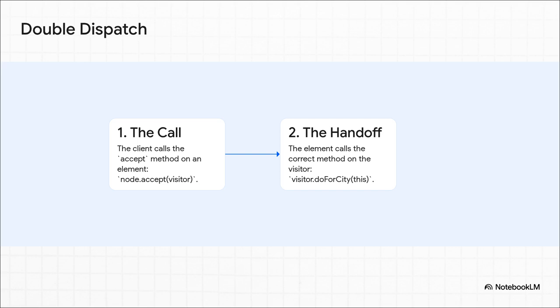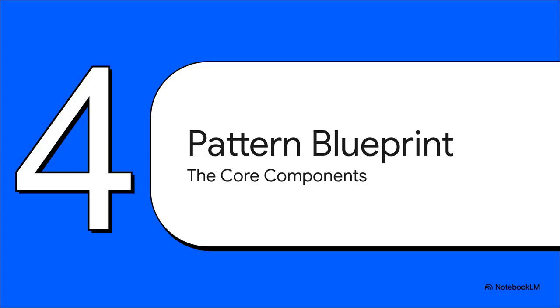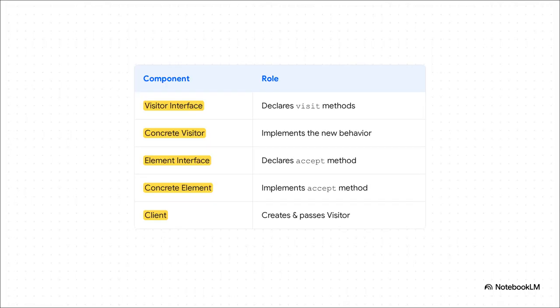No more if-else. Okay, let's zoom out a little and look at the formal structure to see how all these pieces actually fit together in our code. So this blueprint really shows the 5 key players that make this whole thing work. You have the visitor interface, which is like a contract, listing all the operations a visitor can do. Then you have a concrete visitor, like our XML export visitor, that actually does the work. On the other side, you've got the element interface, which just guarantees that every object has an accept method. And then our concrete element, our city or industry class, implements that method. Finally, the client is just the bit of code that kicks the whole thing off by creating a visitor and passing it to an element.